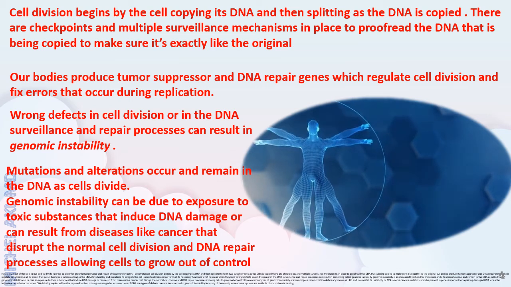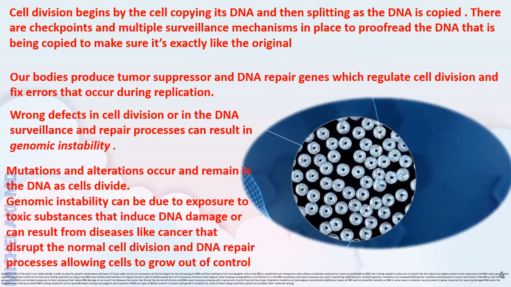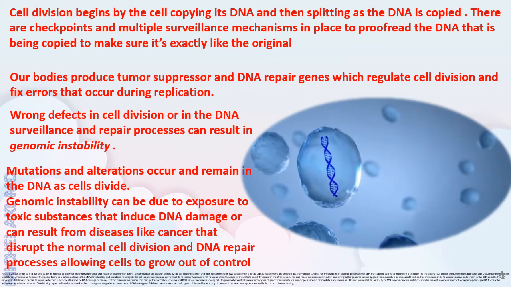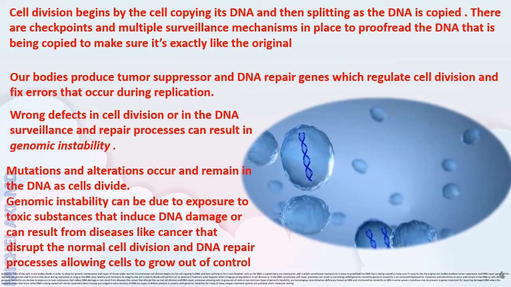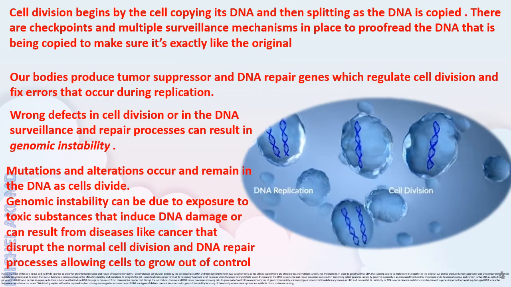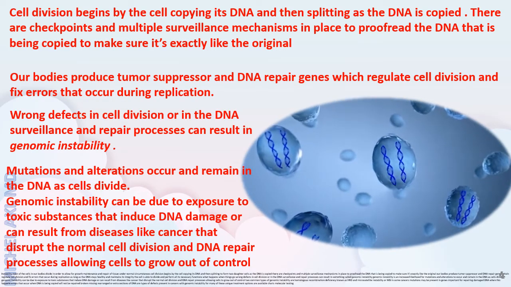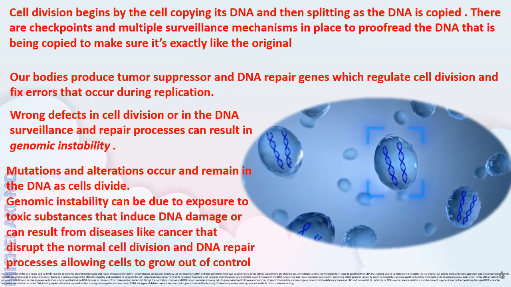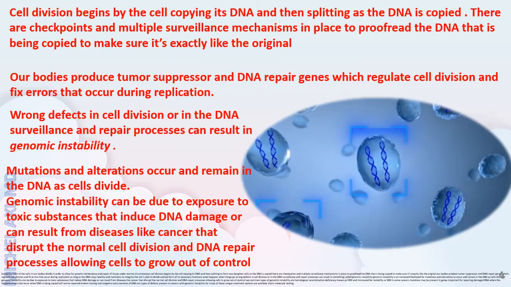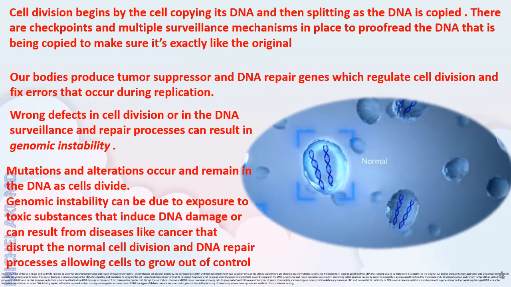Most of the cells in our bodies divide in order to allow for growth, maintenance, and repair of tissue. Under normal circumstances, cell division begins by the cell copying its DNA and then splitting to form two daughter cells. As the DNA is copied, there are checkpoints and multiple surveillance mechanisms in place to proofread the DNA that is being copied to make sure it's exactly like the original.